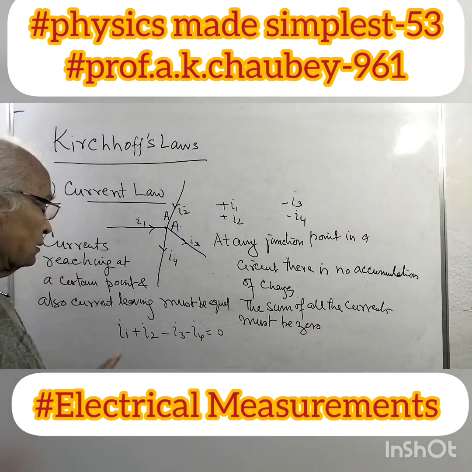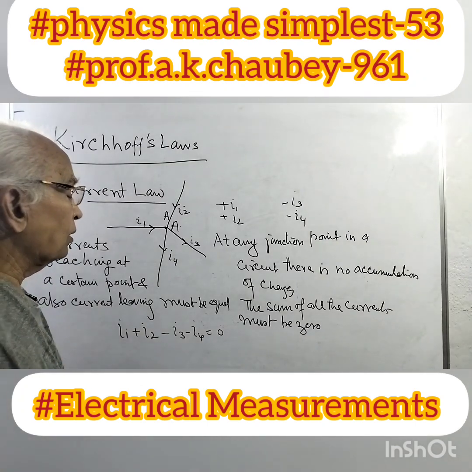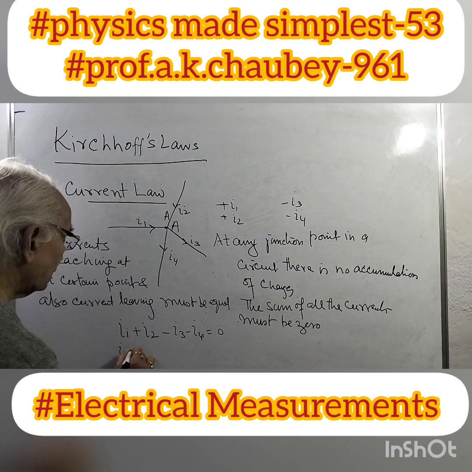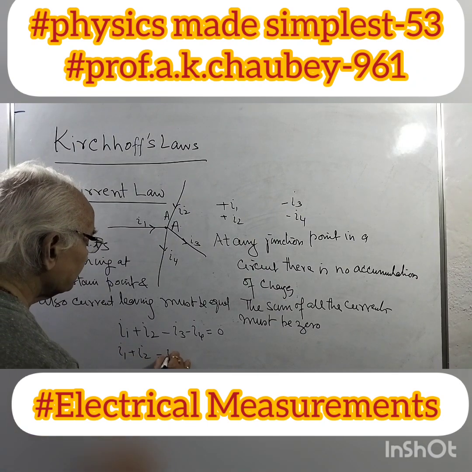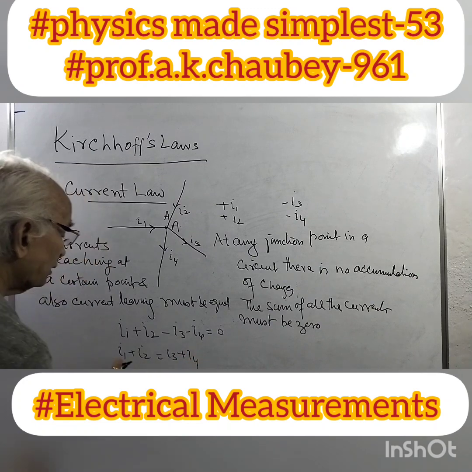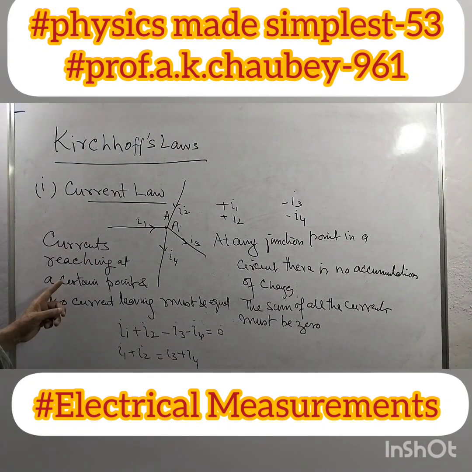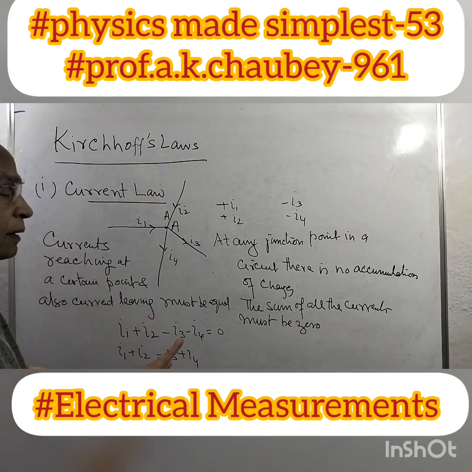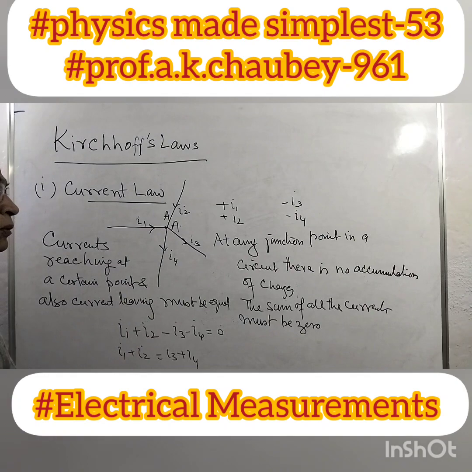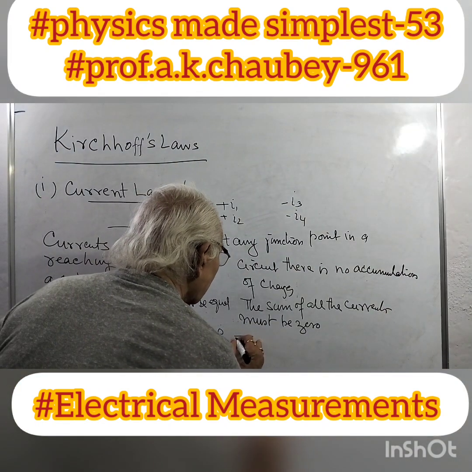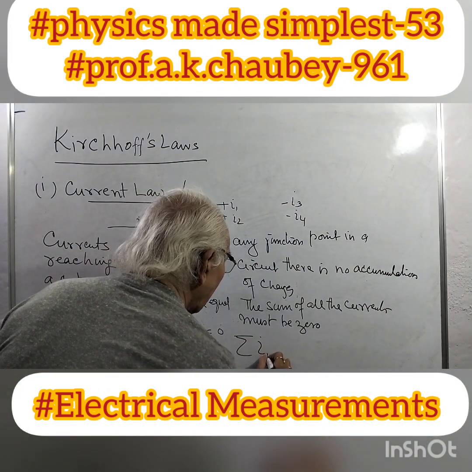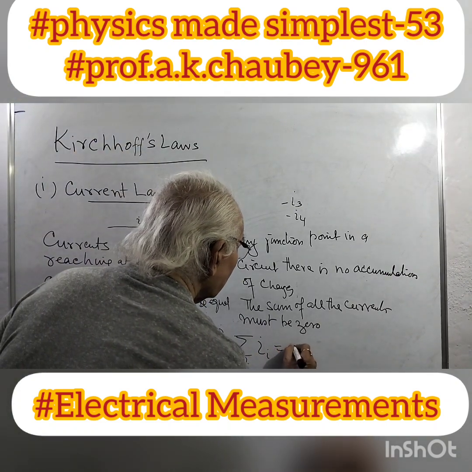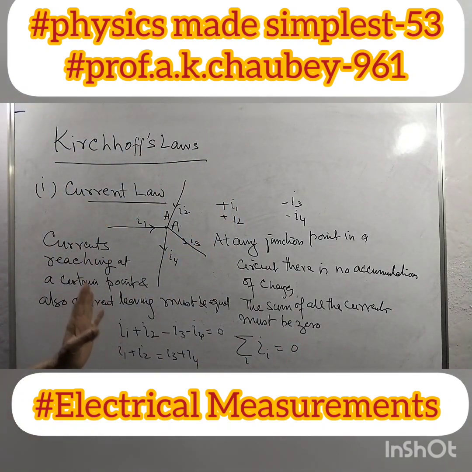So the total current in the circuit, the current reaching and the current leaving, must be equal at a certain point. Or the total sum of current must be 0. Or mathematically I may write the summation of the current, I may be 1, 2, 3, 4, this must be 0.